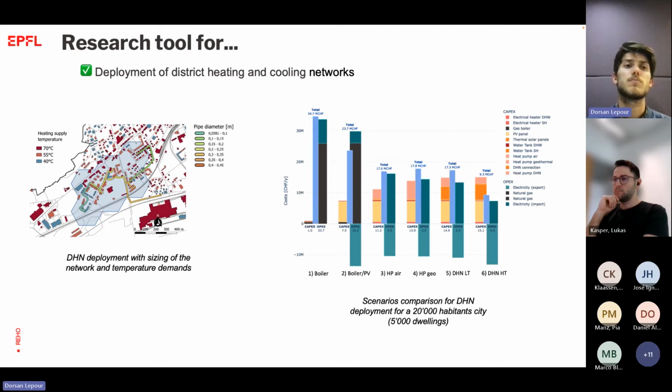A topic that can interest some of you: district heating and cooling networks are included in REHO, considering various pipe sizes and temperatures of operation. For example, this is a work that we conducted with my colleague Daniel, who is also present here. This plot shows a total cost comparison for different configurations of DHN for a city of 13,000 inhabitants. So you have 5,000 buildings.